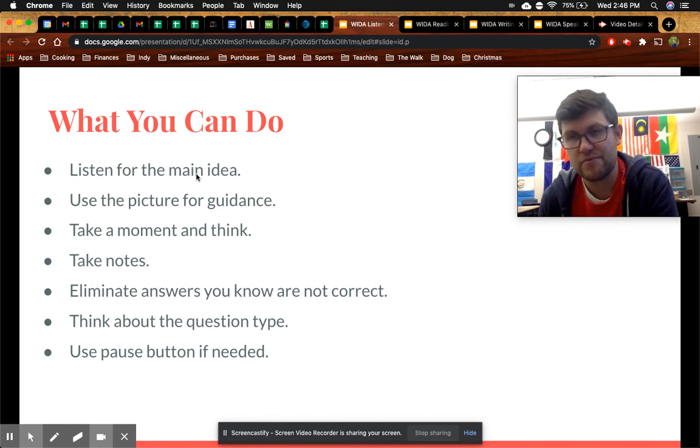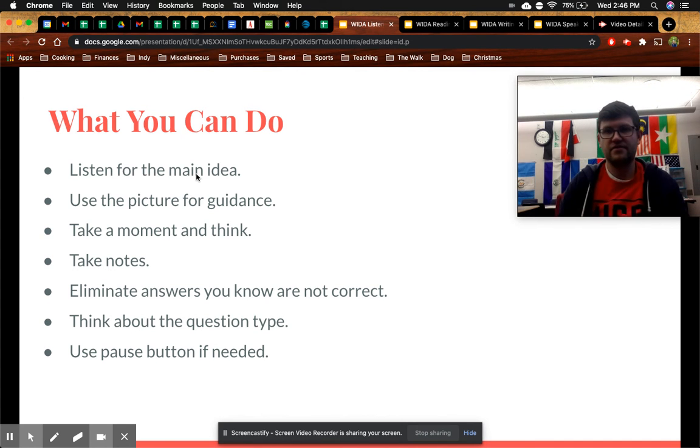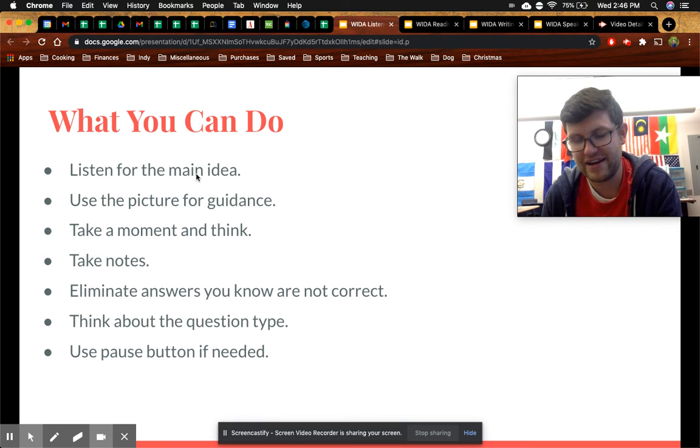And also remember, the question is not going to be written down. You actually have to listen for the question as well. Okay. Think about the question type. Eliminate answers that you know are not correct. Don't do eeny, meeny, miny, mo, and include an answer that you know is not it. And use the pause button if you need to. If you need a second to take a breath and think, use it. Okay. Nobody's stopping you. So I hope that helps, just again, as a reminder of what to expect for tomorrow.